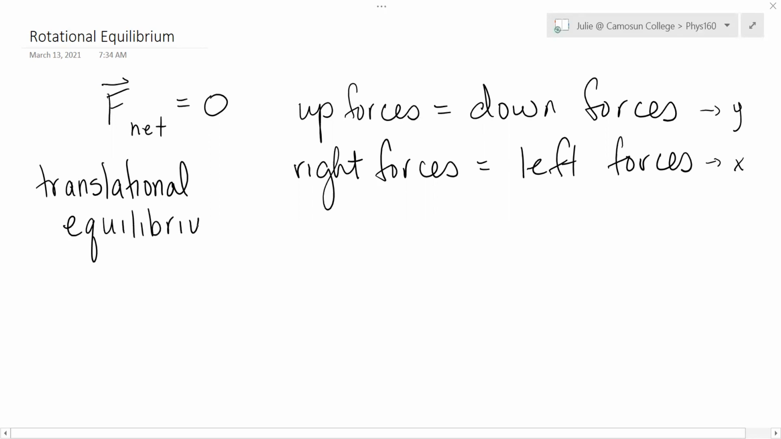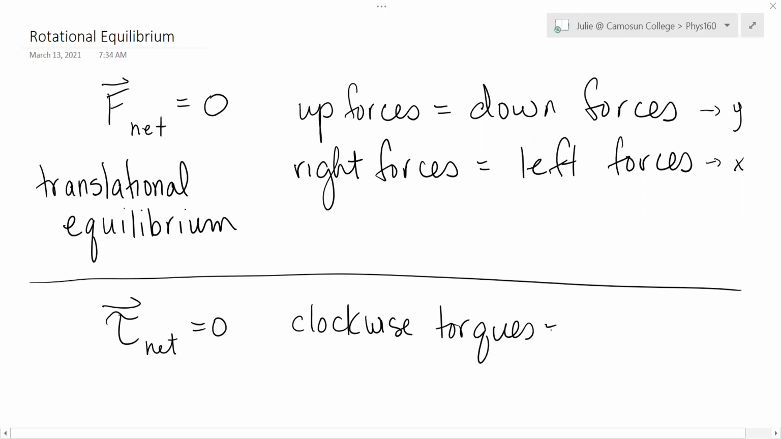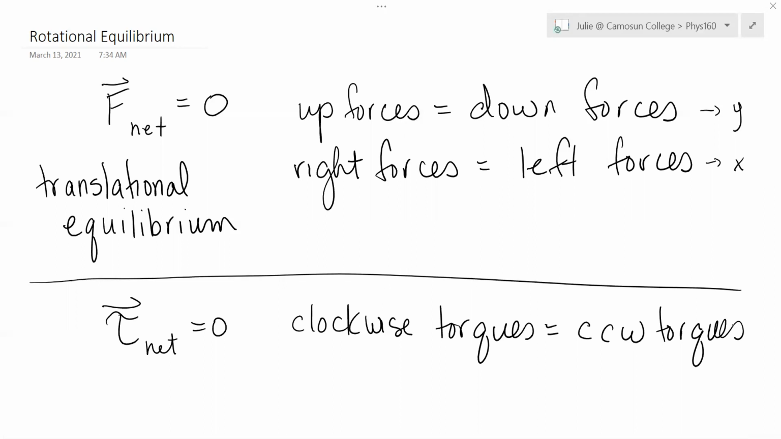But now when we're worried about segments of your body that are able to rotate, we have to worry about rotational equilibrium. And the condition for rotational equilibrium is that the net torque is 0. Okay, and what this means is that clockwise torques must equal counterclockwise torques. Or if you were counting counterclockwise torques as positive and clockwise torques as negative, it would be all the counterclockwise minus the clockwise torques would equal 0. But I much prefer to balance them, and then you don't have to worry about negatives.